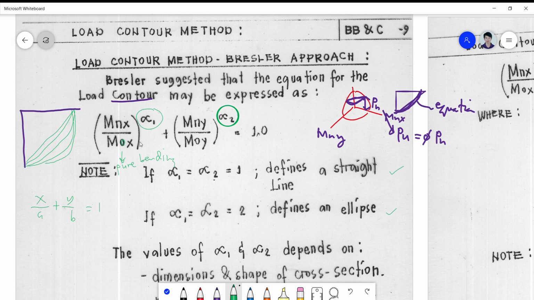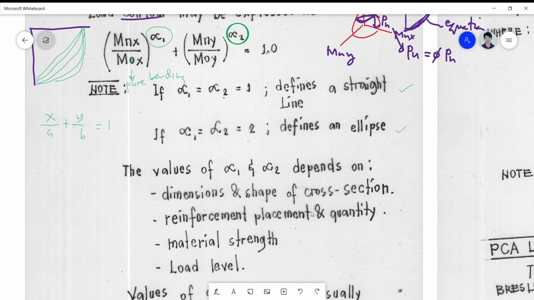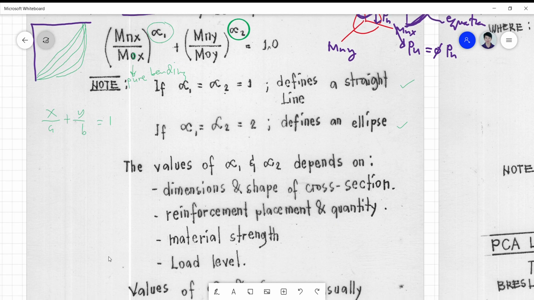If MOX and MOY are the same, it becomes a circle. So something like that. Now, your contour curve may represent simple geometries by simplifying the exponent and the values of your MOX and MOY. So the values of alpha 1 and alpha 2 will depend on what shape and dimension you like in terms of your cross section, the reinforcement placement and quantity, the material strength, and the load level.